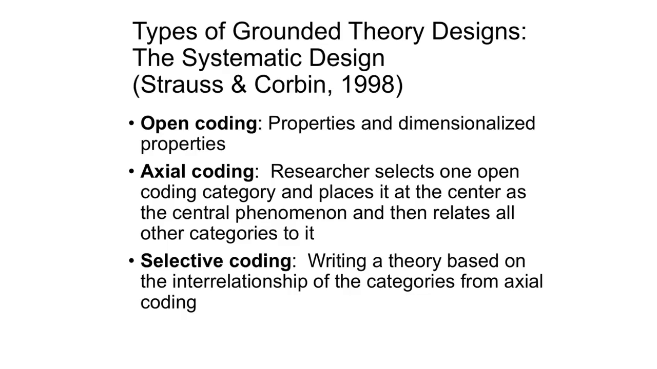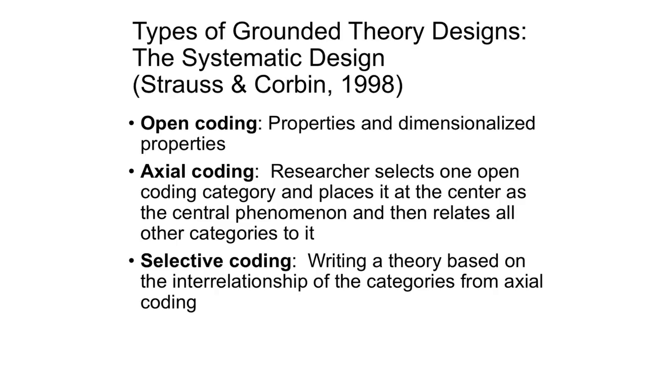So, types of grounded theory design. I'm first going to talk about the systematic design. Systematic designs are widely used in educational research. They use three steps or three types of coding that are done step by step to develop a theory. In these three phases of coding, the first one is open coding. Open coding involves segmenting the data and coming up with broad categories. So if you have transcripts of interviews, you're breaking up the different things that are said.